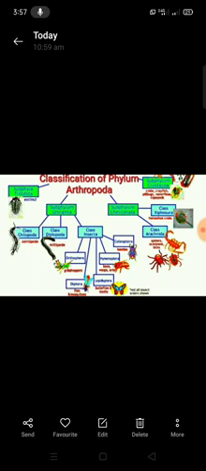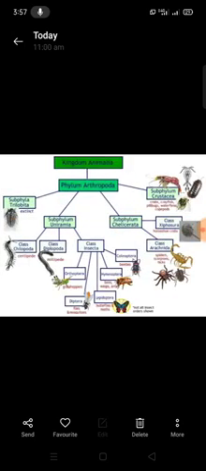That is, the last segment did not have any appendages. Examples: Triarthus and Dalmanites. These are the examples.